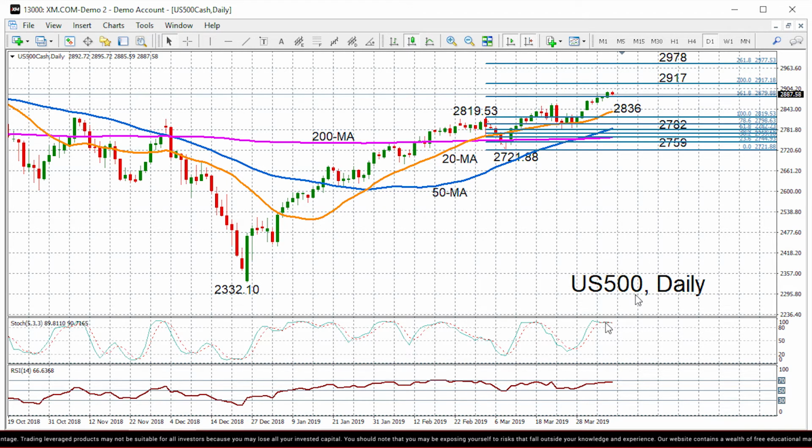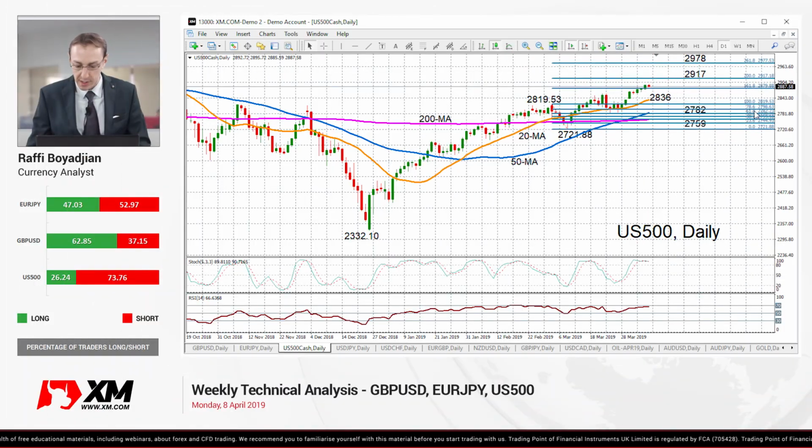The momentum indicators are in overbought territory. The nearest key support area is likely to be the 20-day moving average at 2,836. Below that is the 50-day moving average at 2,782. That's also the 61.8% Fibonacci, and then followed by the 200-day moving average at 2,759, which is also the 38.2% Fibonacci.